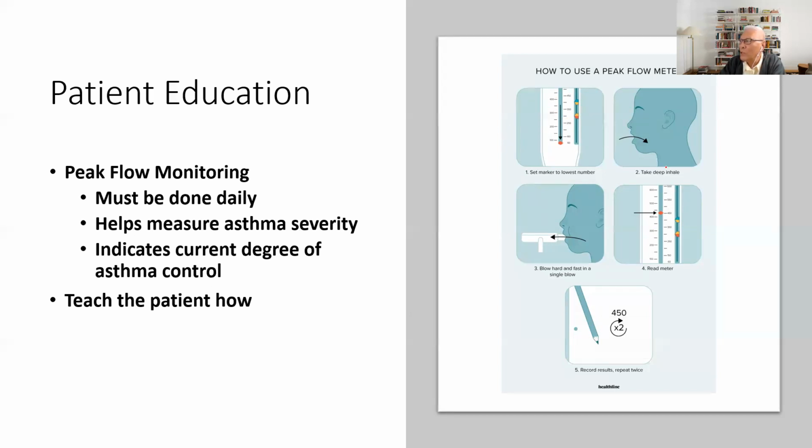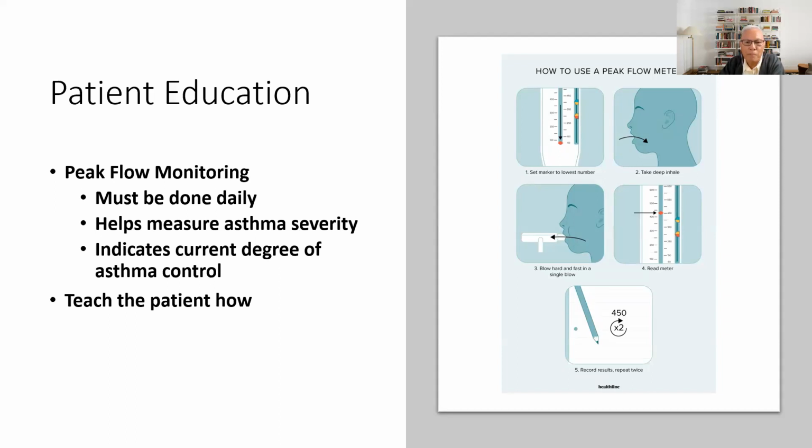And now you're going to take a deep breath, inhale, and blow hard and fast with a single blow into the peak flow monitor. Do not cough or spit during this time. It will cause a false reading. Place the meter above the tongue. That's how you would do it.